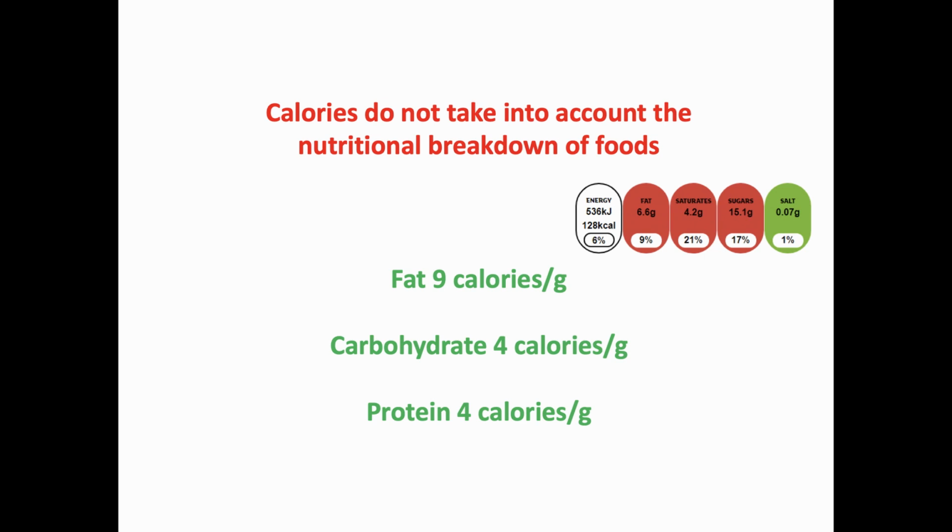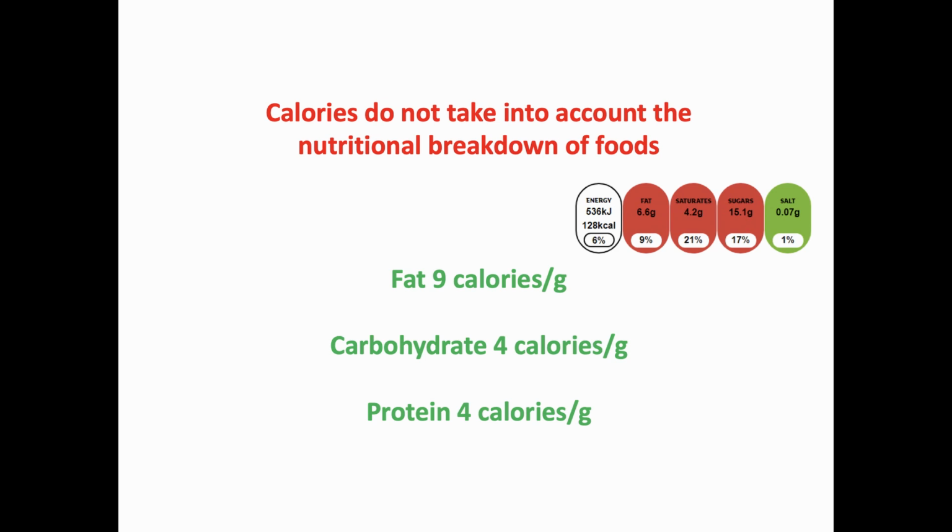The food label on the right of the screen demonstrates this point. This gives the calorie breakdown and also the nutrient breakdown for 25 grams worth of milk chocolate chips. On the left you can see that 25 grams has 128 calories in them. But if you just had that information, it may seem that that's not many calories. But if you look at the breakdown on the right, you can see the number of grams of fat, the number of grams of saturates, and also 15 grams of sugar goes into that quantity of milk chocolate chips.